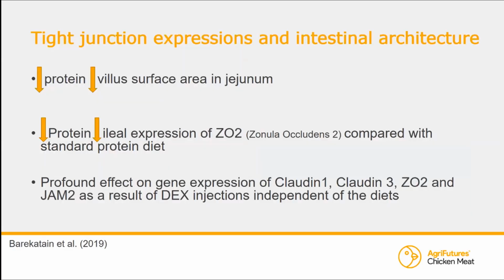We looked at a wide range of tight junctions using PCR assays, and the details are available in that paper. In a nutshell, we showed some reduction of villus surface area in the jejunum in birds fed reduced protein diets, and the expression of one of the key tight junctions, ZO2, was lower than in birds fed standard protein diets. We also saw a profound impact of the model we used on the expression of various tight junctions.